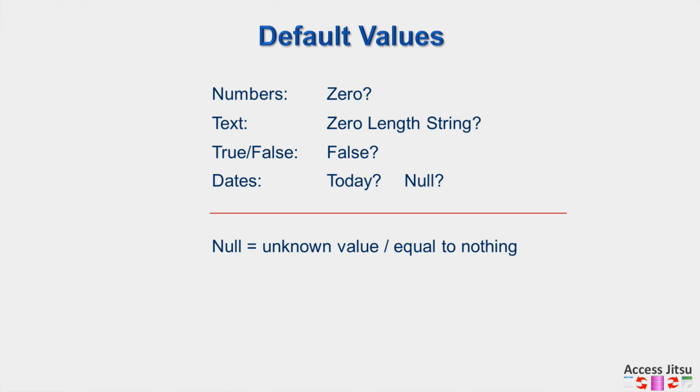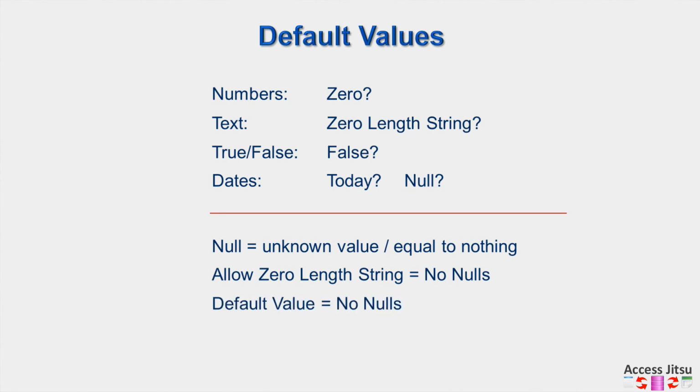On your text columns, there's a property, Allow Zero Length String. If you set that to yes, then you will not get nulls in your text column. If you set a default value, you will not have nulls in your column. However, empty, unrequired date times will yield a null. And I will tell you, so often I find null values in date time columns in databases.